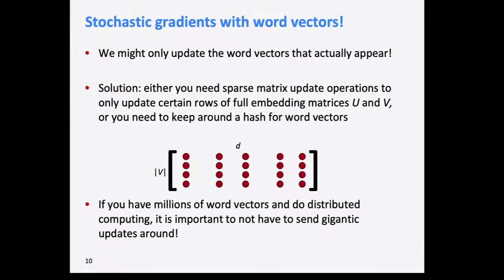And if you're doing something even cleverer, like doing distributed computation over multiple computers and sharing your parameters, then definitely you only want to update the word vectors that you've actually been getting a parameter estimate for.